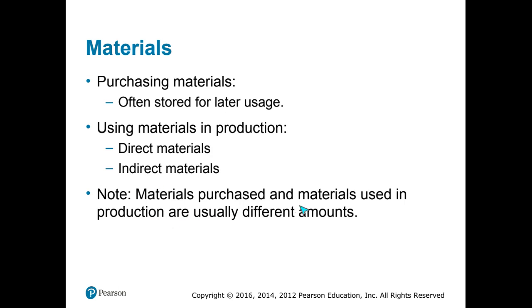Note, materials purchased and materials used in production are usually different amounts. Usually we don't buy the exact amount of materials that we're going to use in production in that same period. Maybe we bought extra materials because we thought we would use more, or maybe we already had some materials left over from the last period, and so we didn't buy as much this period because we still had some materials left over. So normally the materials purchased and the materials used in production are different amounts.